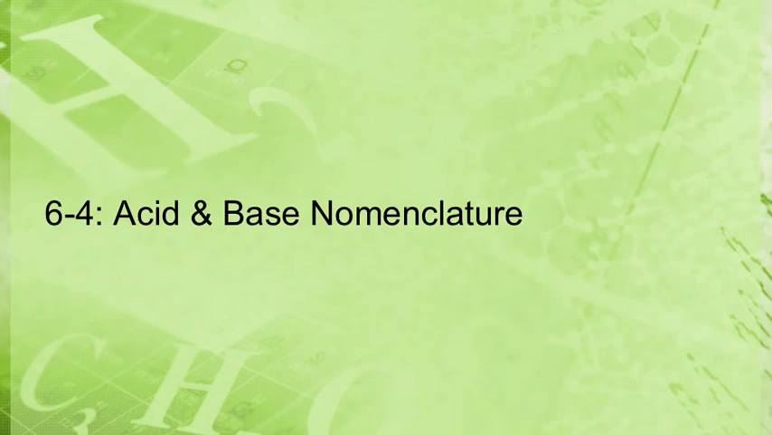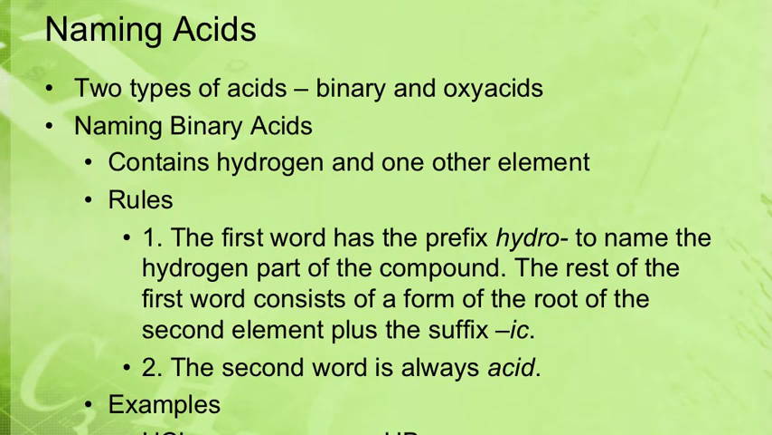Section 4 is going to cover acid and base nomenclature, so that's how to name acids and bases. Okay, so we'll start with naming acids. There are two types of acids. It's either a binary acid or an oxyacid, and we're going to start by learning the rules for naming binary acids. So, how do you identify the difference between a binary and oxyacid?